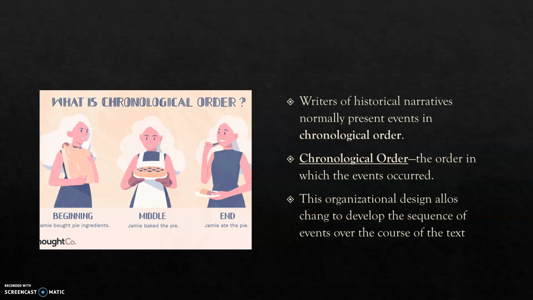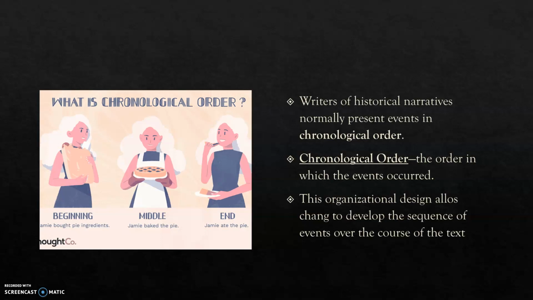So chronological order, you should know, is the order of events in which they actually occurred. So for example, if we look at the picture on the left, you buy the ingredients to make a pie, then you make the pie, and the last thing you do is you eat the pie. Okay, so you're telling the story like, hey, first I did this, then finally I did this, okay? So it's the order of events in which they actually happened.